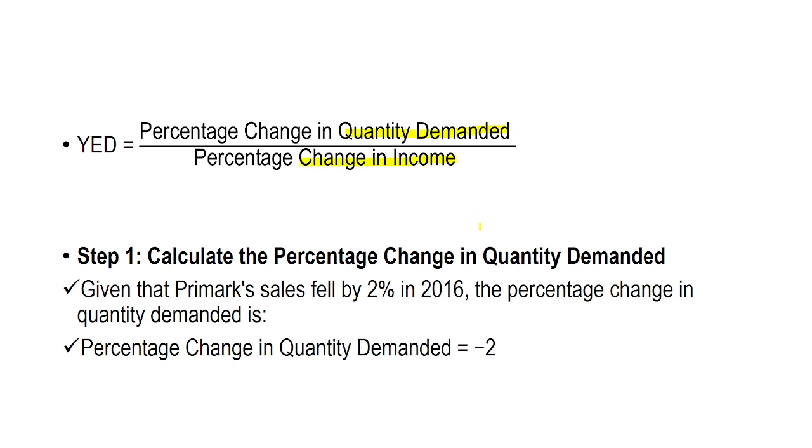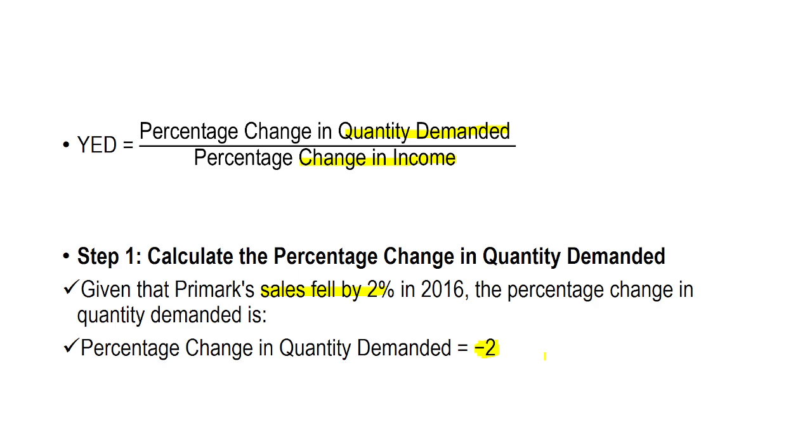But how can we find the percentage change in quantity demanded? Extract it from the question. Given the remark, sales fell by 2%. So the percentage change in quantity demanded is 2%. Because the question said that sales fell by 2%, we need to consider this as -2. If the question said that sales increased, we would consider positive 2.